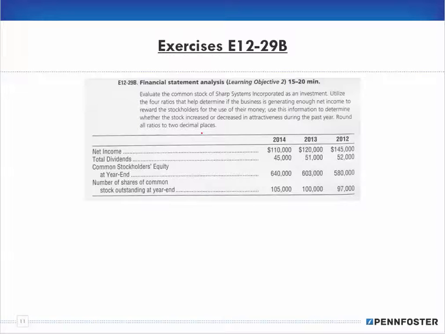All right, so what are the 4 ratios that help determine the business in generating enough net income?